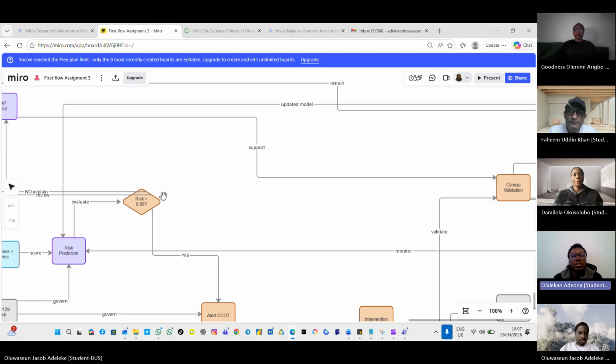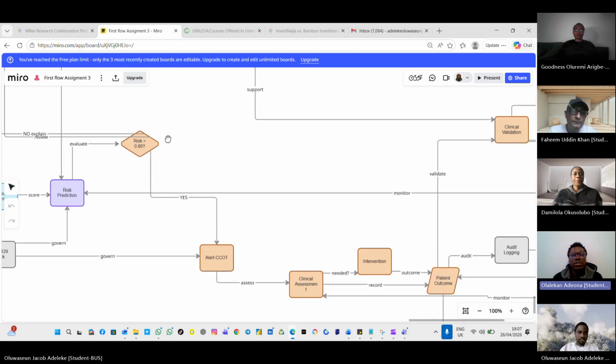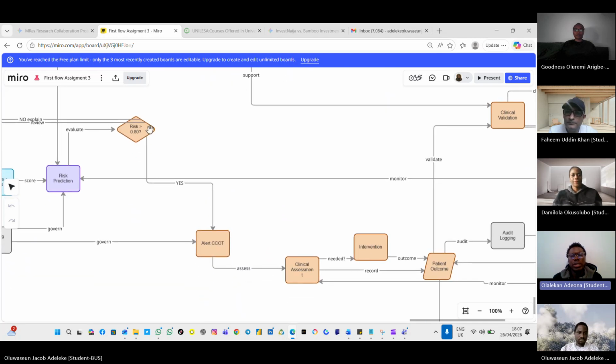Okay, I'm taking the next part, which is the main focus on the orange node. My name is Olalekan Adiono, and in this aspect, we are only dealing with the human intervention. And this system works like an early warning support tool for clinicians, not a replacement.